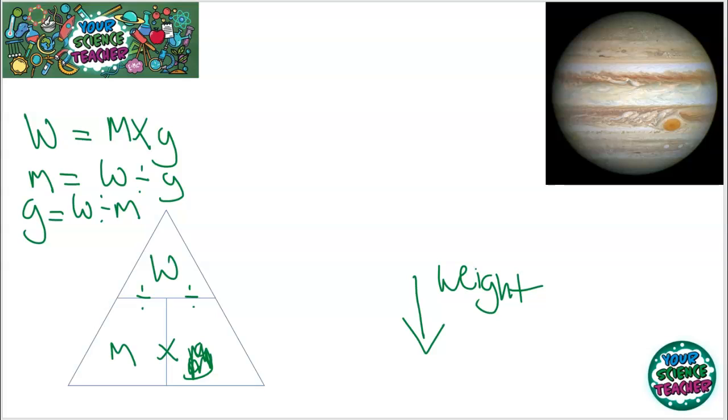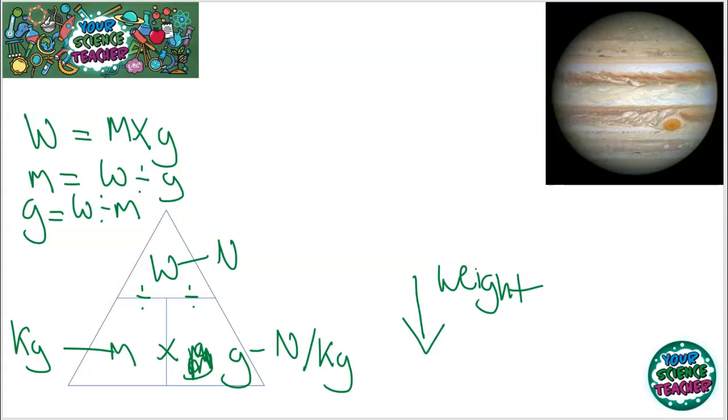It's also important to remember the units of the different things that I'm trying to calculate. Well, weight is a force, and force is always measured in newtons. Mass is measured in kilograms, and gravity is measured in newtons per kilogram.